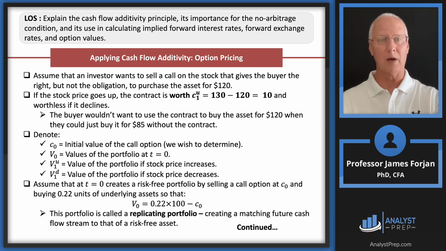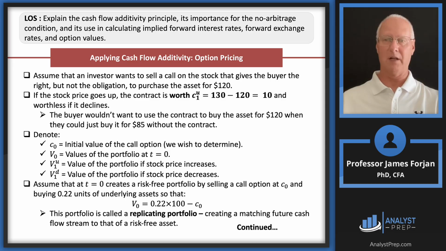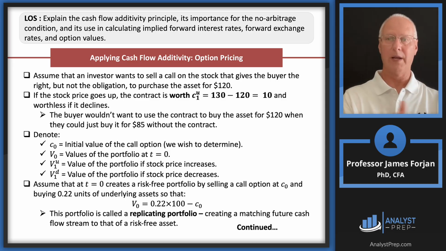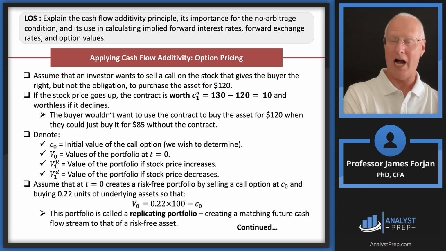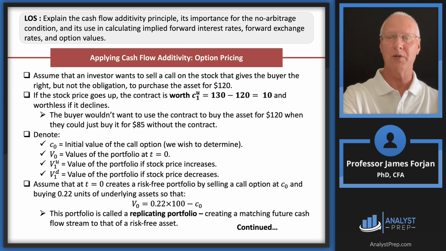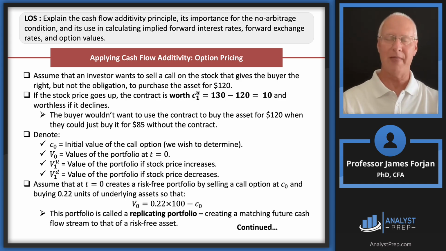So what happens here? If the stock price goes up, then a year from now, that option is worth $10 to you, right? 130 minus 120 equals 10. Now, we can take a look at this and say, wait a minute, how much are we going to pay for that option today? I'm selling you the option. How much are you going to pay me for that option?